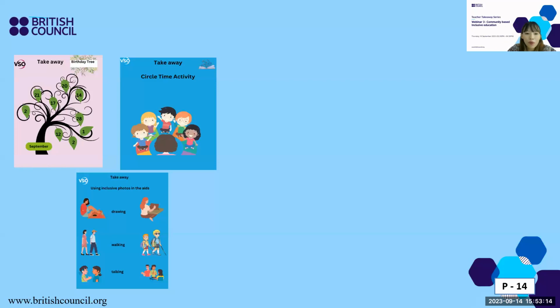And also the third one is you need to add inclusive photos in your aids. For example, all the teacher prepares a flashcard, a PowerPoint, or tools or something like that. So here, if you are teaching vocabulary about drawing, walking, talking, you can add inclusive photos together in your aids. So it can raise their awareness about inclusive education.